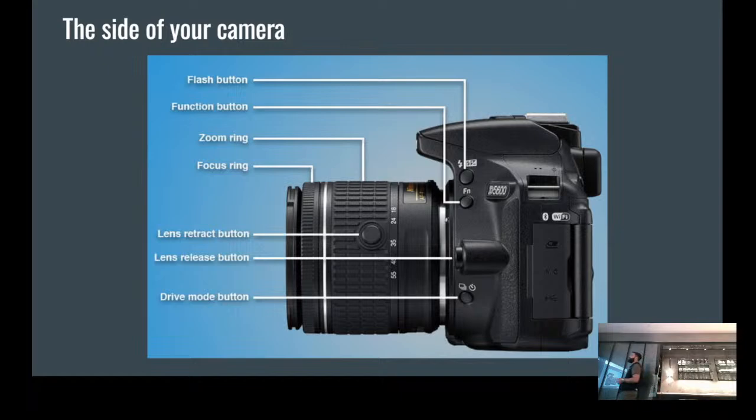Other things you could do is for metering. Maybe you want to see what the camera is metering the light to be on there, and it'll pull up a little graph for you to see everything. And that's all through the function mode.